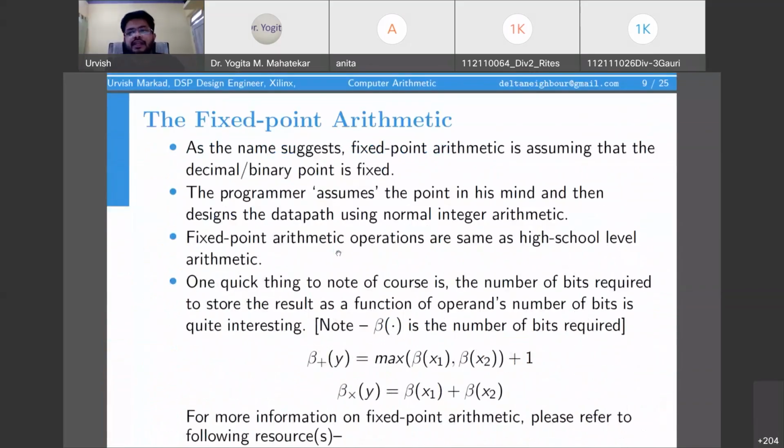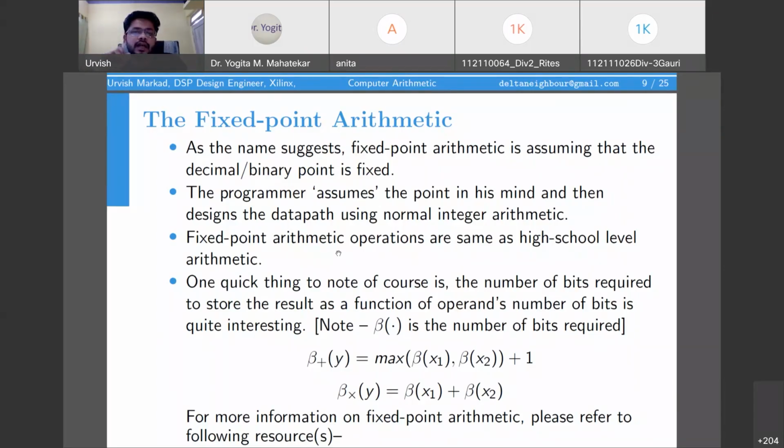So fixed point, as you understand, is fixed. If I give you two fixed point numbers and want you to perform some operations on them, it is as good as performing simple arithmetic, which you have learned in high school. As simple as that. Just keep on adding, multiplying, whatever, by hand.